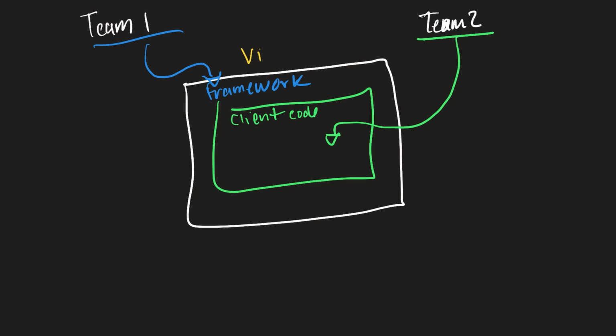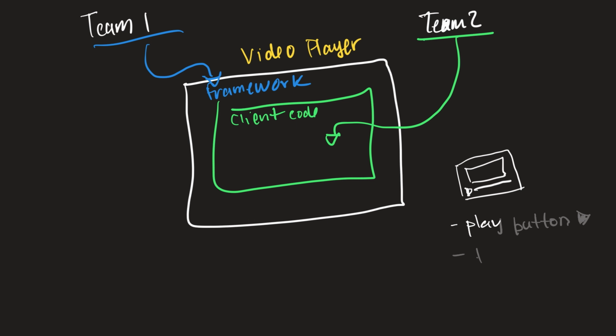And the application is a video player. Specifically, they're working on the part that renders the window, the timeline, and the play button for the video player. And this is the video player. Now, the client code is going to be responsible for actually rendering these objects. And the framework is where these objects are going to be defined. So the objects that we're going to need to be able to create in the client code are the play button, the timeline, and the window.